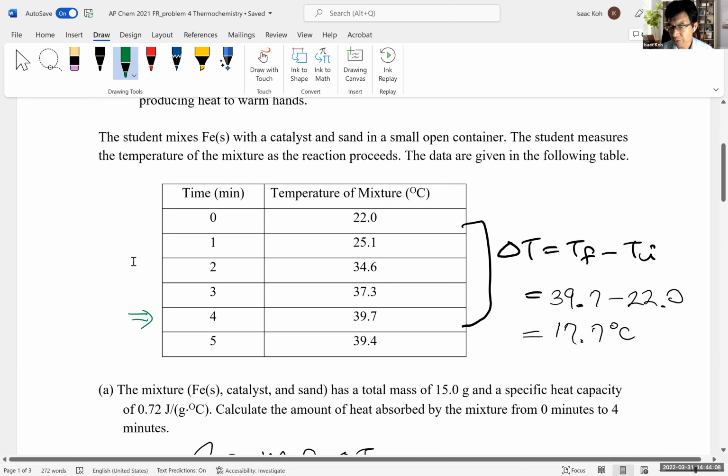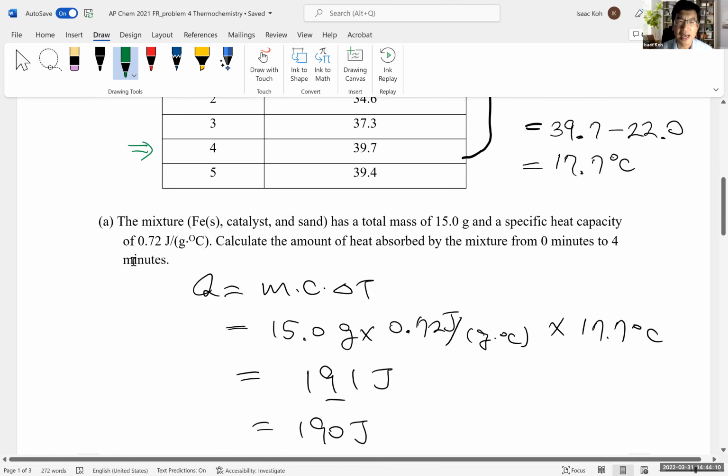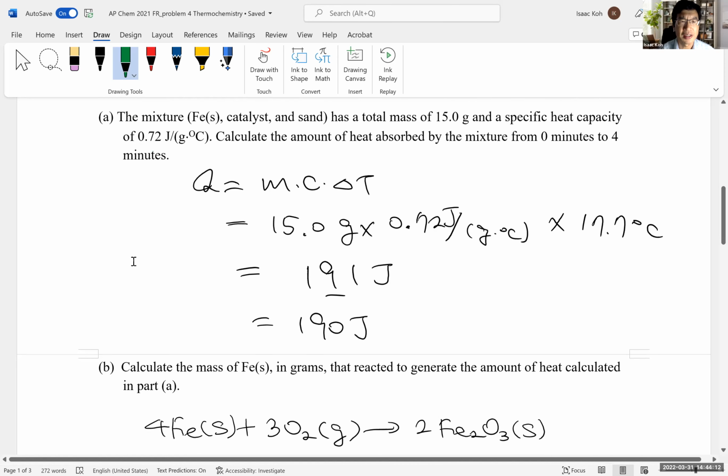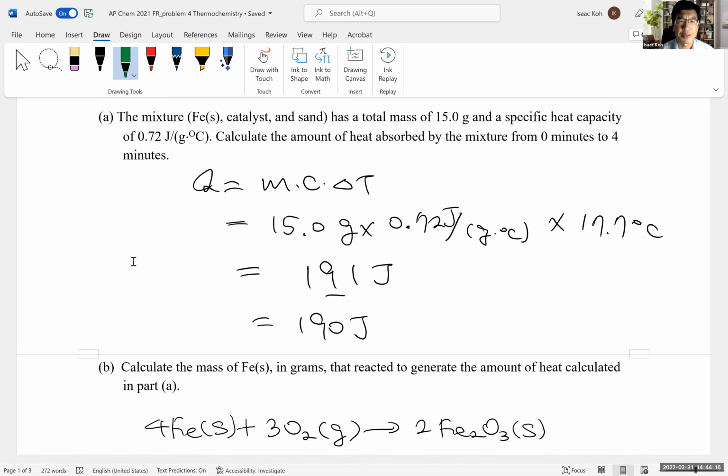Let's see the problem. The mixture, which is solid iron, catalyst, and sand, has a total mass of 15.0 grams and a specific heat capacity of 0.72 joules per gram Celsius. It means that for 1 gram of the mixture, to raise the temperature by 1 degree C, it requires 0.72 joules of heat. Calculate the amount of heat absorbed by the mixture from 0 minutes to 4 minutes.